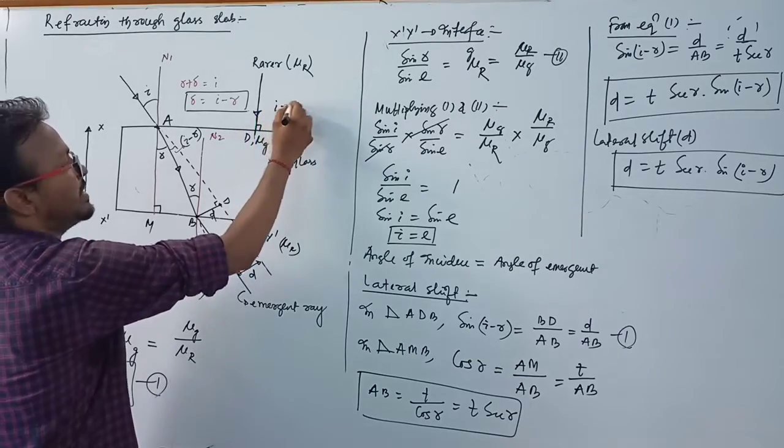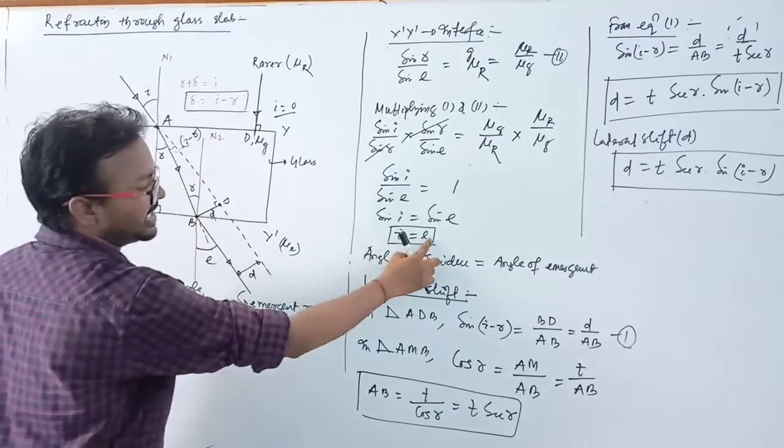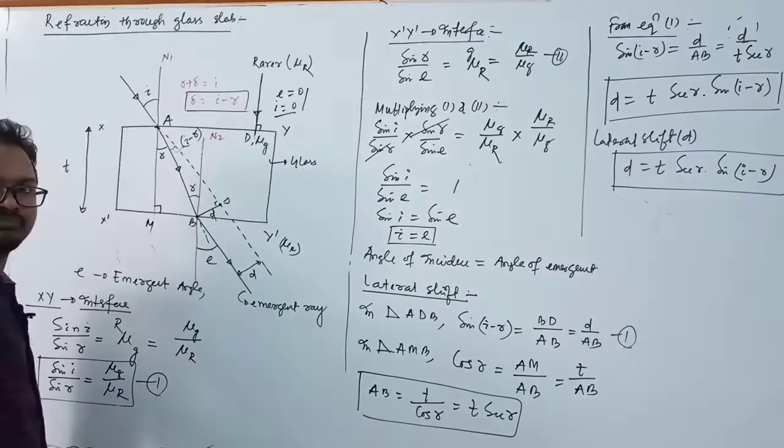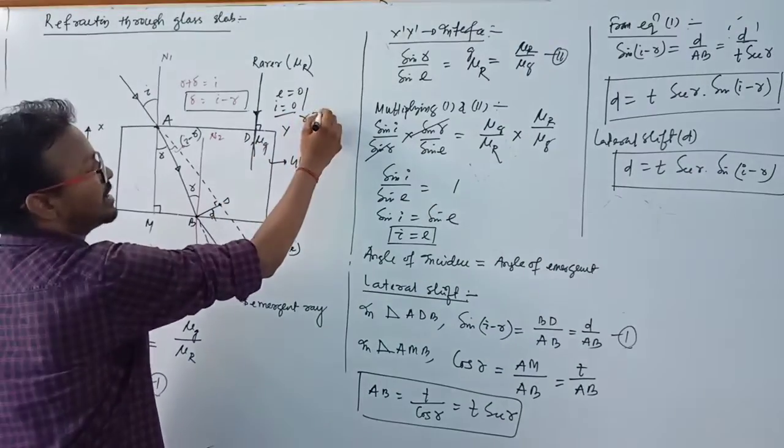and if it is incident normally on the interface, then the angle of incidence equals 0. If the angle of incidence equals 0, we already know the angle of incidence equals the angle of emergence, so e equals 0. Now what is r? r is also 0 degree because the ray is normal in this direction, so r equals 0.